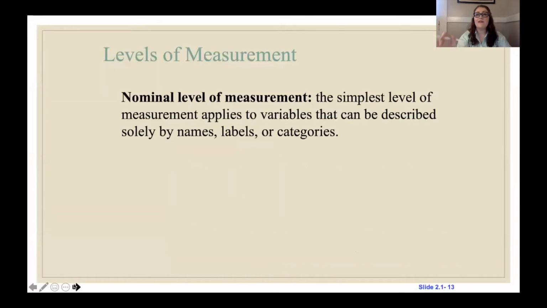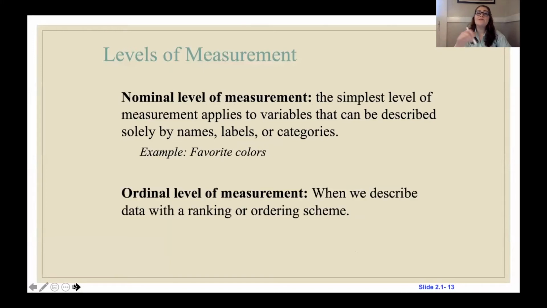All right, so we have our nominal level of measurement, which is the simplest and only applies to variables that can be organized into categories. That could be, for example, your favorite colors. We have ordinal level of measurement, where we can describe data with a ranking or ordering scheme, such as ratings of movies or restaurants, 1 to 5 stars.